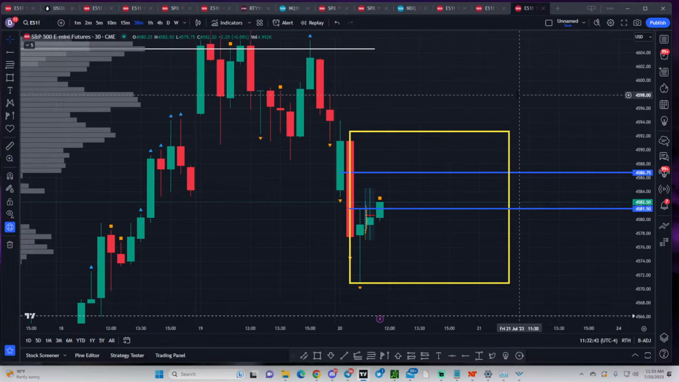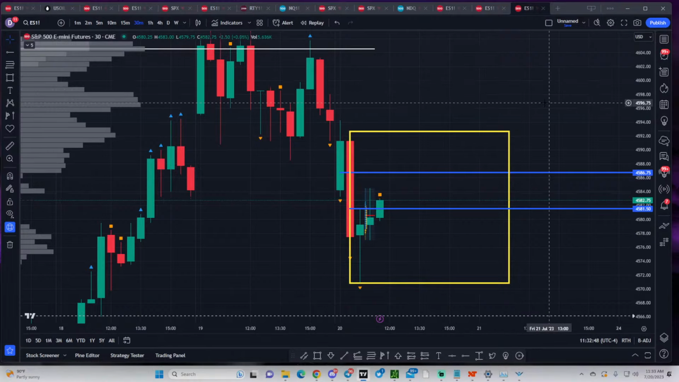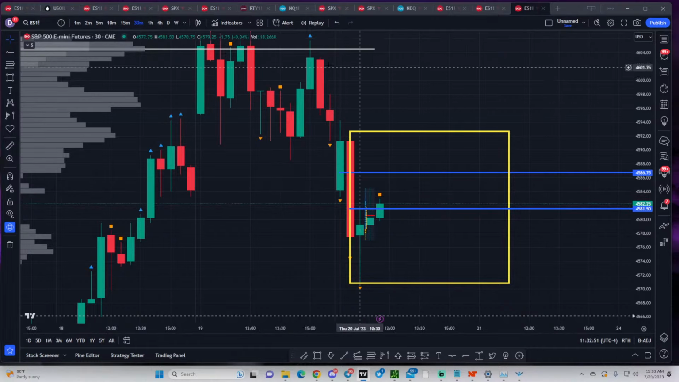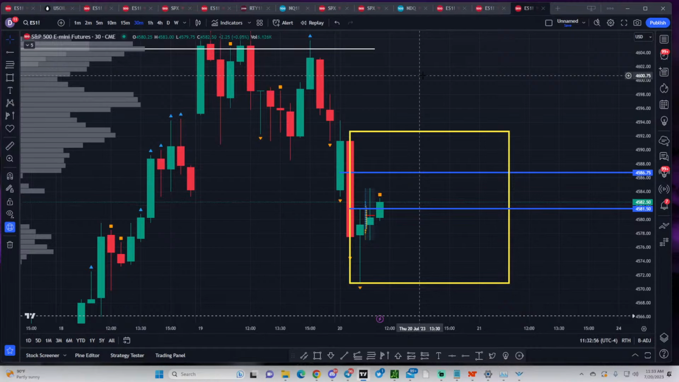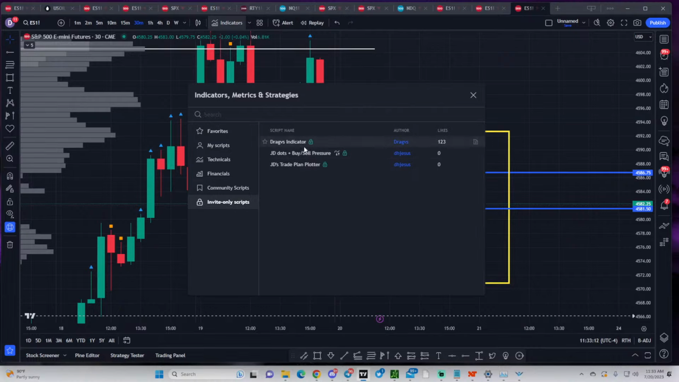Before I go into more discussion, if you have sent me your TradingView username, the way you add the indicators that I share with you, the members, is you go here where it says indicators, and if I have added you to the list, you will have this tab that says invite only scripts. When you click there, you're going to have some invite only scripts in here.